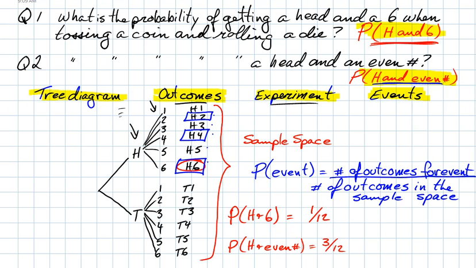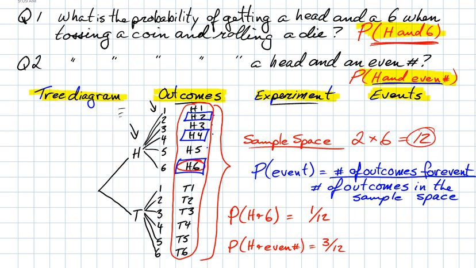We should probably also note here that as far as the sample space is concerned, the sample space is always equal to the product of the number of outcomes of the two parts of the experiment. So in this case, we were tossing a coin that has 2 outcomes. We're rolling a die that has 6 outcomes, so our sample space was 2 times 6, or 12. And we can see that here, the 12 outcomes in the sample space. So if you know that heads and 6 can only happen once, then you can calculate that the probability of heads and 6 is 1 out of that sample space of 12, even without doing the tree diagram.